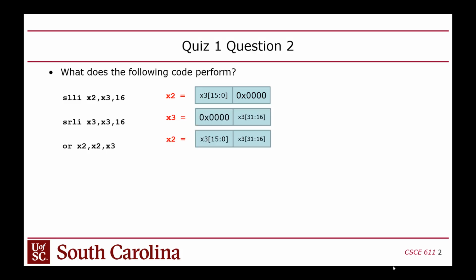What does the following code perform? In this case, we're taking whatever's in X3, shifting it 16 bits to the left, which puts zeros into the 16 bits on the right, and then we shift X3 to the right, which puts 16 zeros into the 16-bit positions on the left. So we're taking the lower half of X3 and moving it to the upper half, and we're taking the upper half and moving it to the lower half, and then there's this OR. We store the results of those in 2 different registers, X2 and X3, and then we OR together those to form a final result. So basically what that does is it swaps the upper half and lower half of X3.